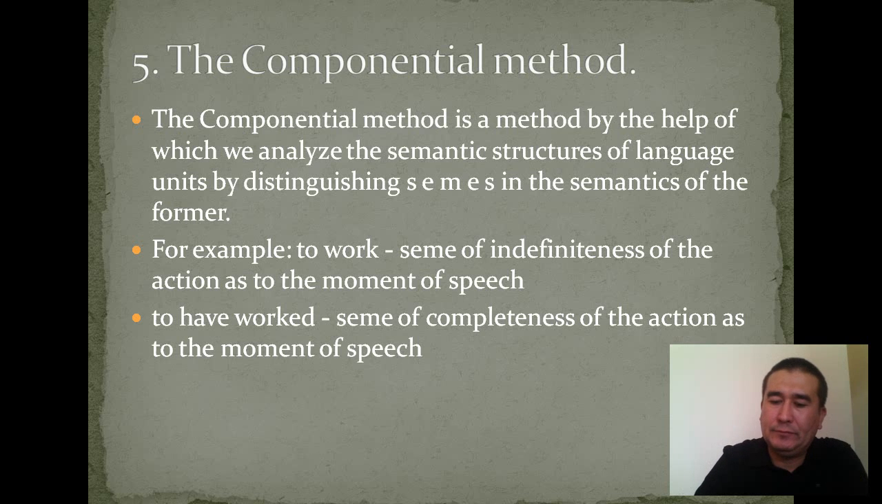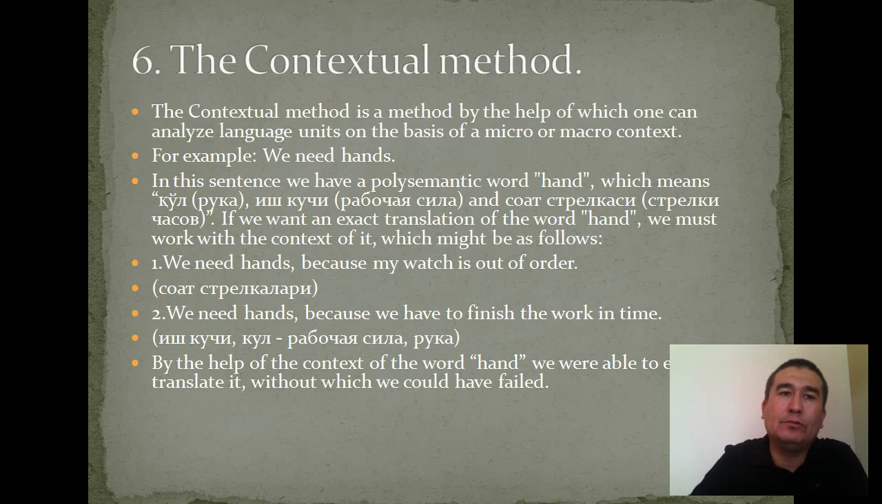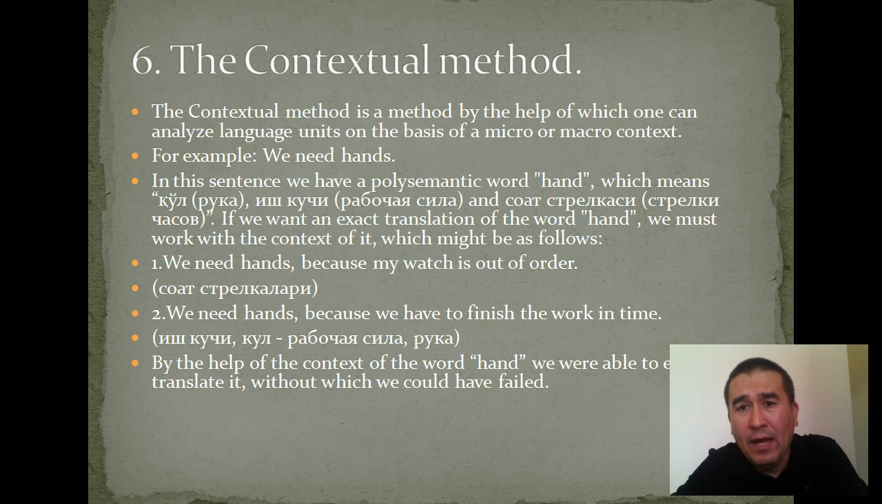And okay, we can count the sixth one, the contextual method. The contextual method is a method by the help of which one can analyze language units on the basis of a micro or macro context. For example, we need hands. In this sentence, we have the polysemantic word hand, which means whole. In Russian, ruka, ishkuchi, рабочая сила, and saat стрелки часов, saat стрелкалары. If you want an exact translation of the word hand, we must work with the context of it, which might be as follows.